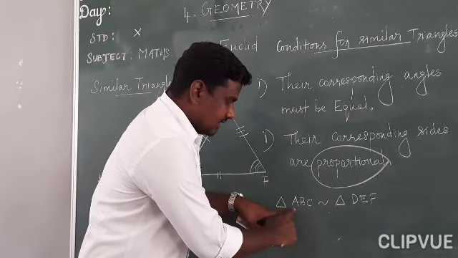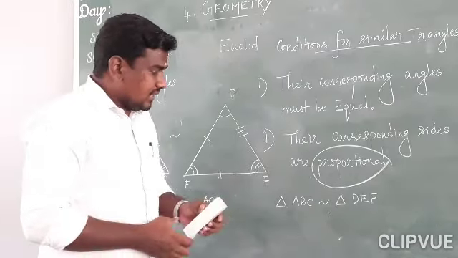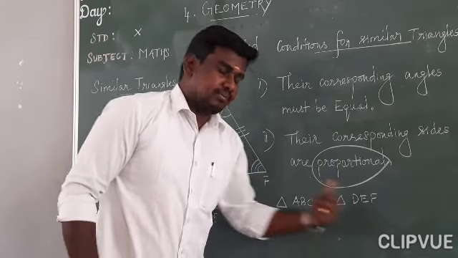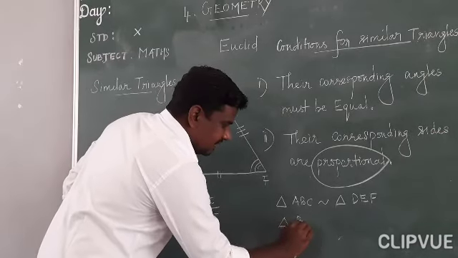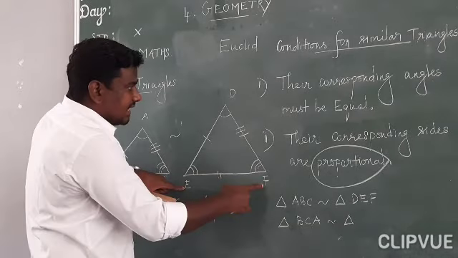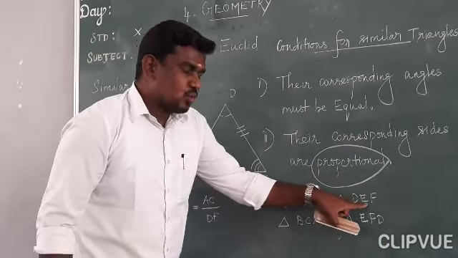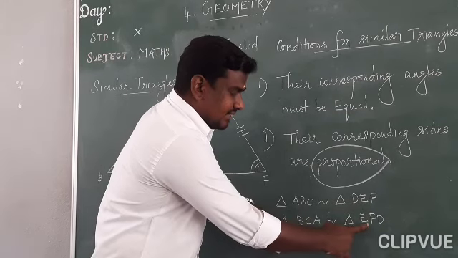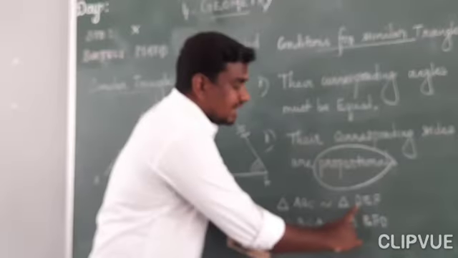Listen, here we represent the vertices by capital letters A, B, C and here D, E, F. I told you clearly, A corresponds to D, B corresponds to E, C corresponds to F. If I take triangle BCA similar to a triangle, the second one should be written as EFD, because B corresponds to E. Here I have written the first vertex B, so the first letter there is E. So triangle BCA is similar to triangle EFD, not triangle DEF.